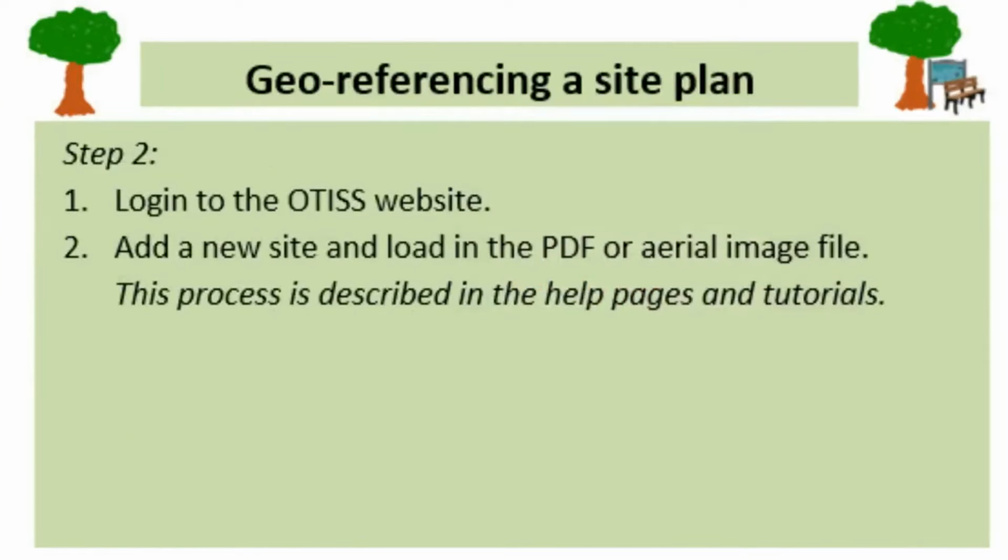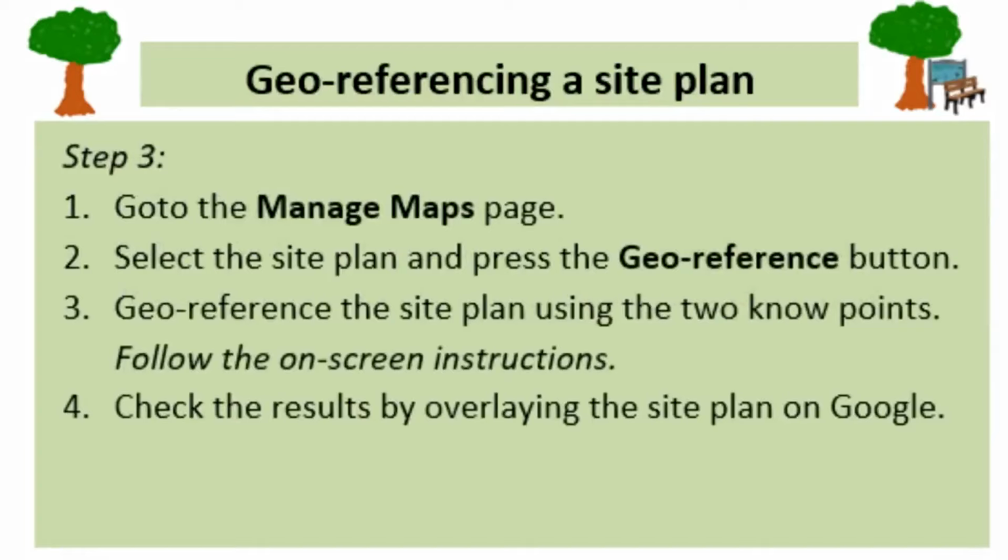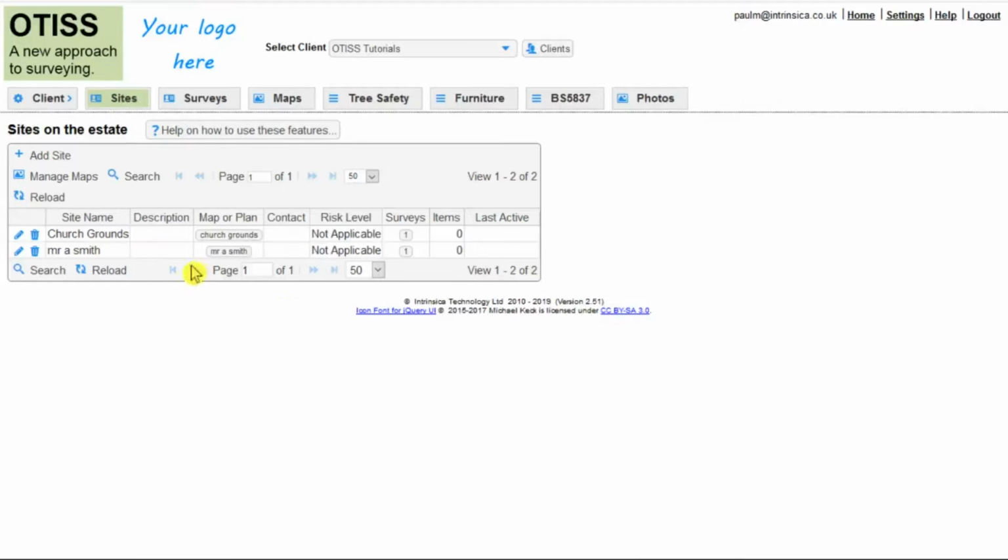Then you log on to the OTISS website, you add a new site and load in the PDF. This process is described elsewhere in our help pages and tutorials. Then you go to the Manage Maps page, select the site plan and press the Georeference button. Now this is where we can georeference a plan using the 2 known points. So there's on-screen instructions and we'll go through that in a minute. Finally, you have to check the results by overlaying the site plan onto Google. So let's go and see how all this works in practice.